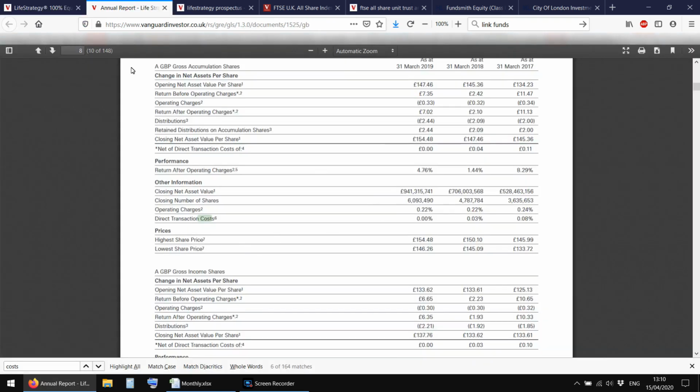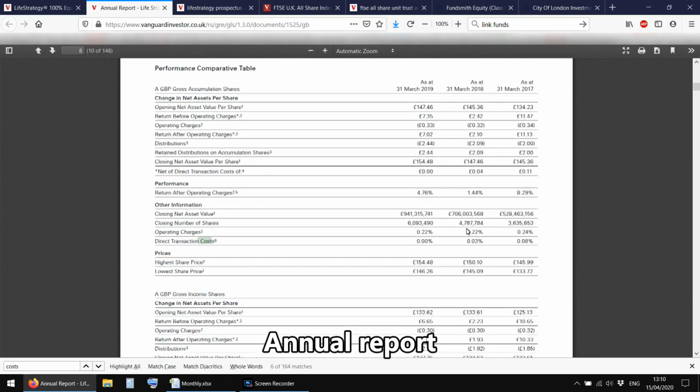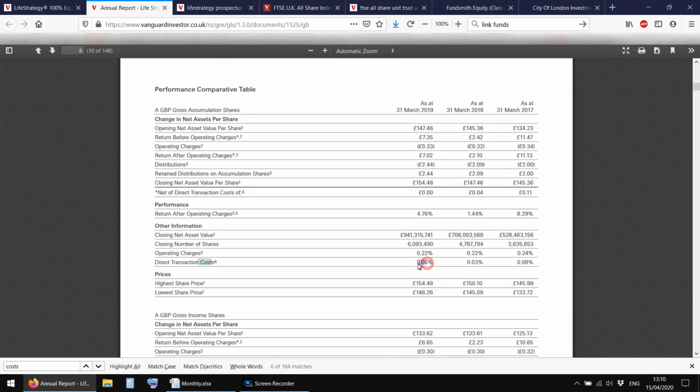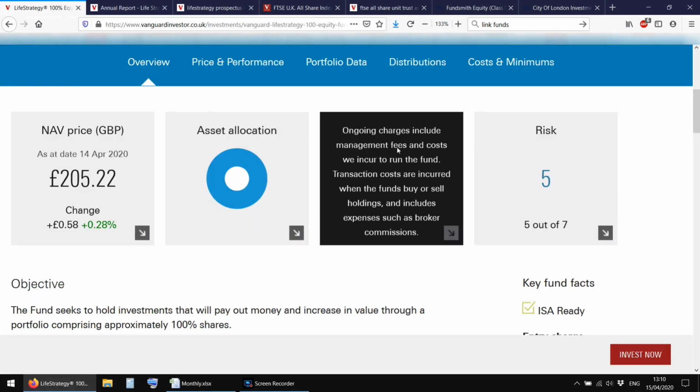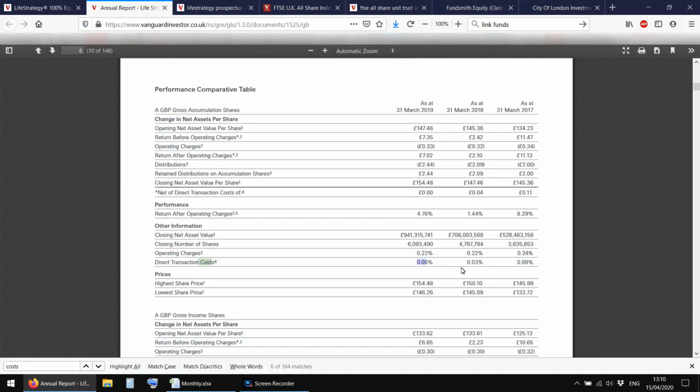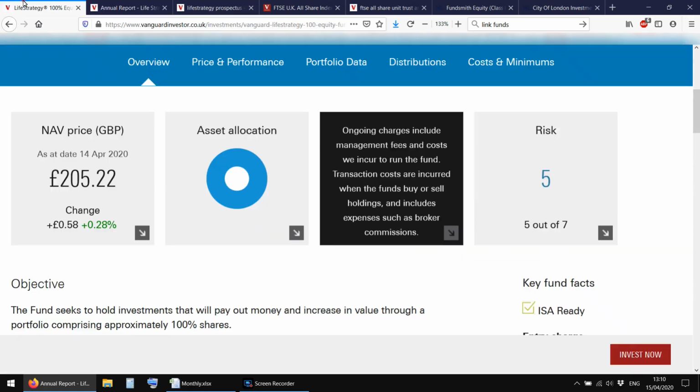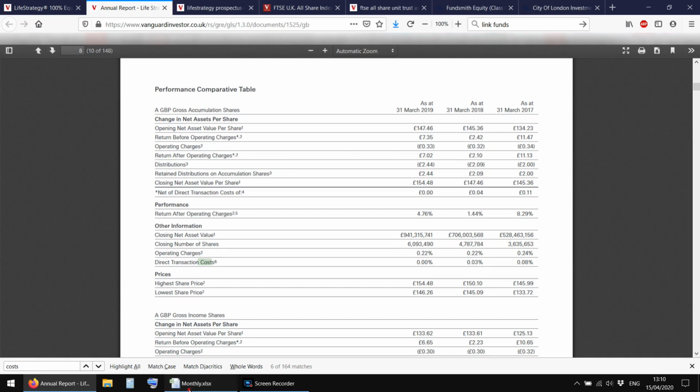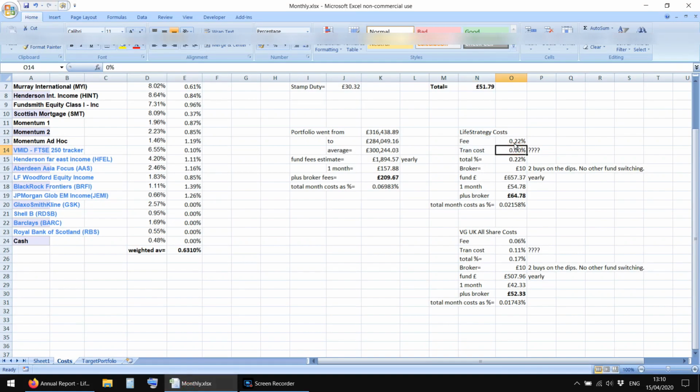So it led me to search this prospectus, I think this is called. And I found this line here. Transaction cost 0.00%. So that kind of goes hand in hand with what it says here. Costs are included. Include management fees and costs. But as you see, the year before, 2018 and 17, the number was more than zero. So maybe that's a change in the recent years. Maybe those transaction costs previously weren't included in the 0.22%. But anyway, for that one, I've just done transaction cost 0, fee 0.22%.